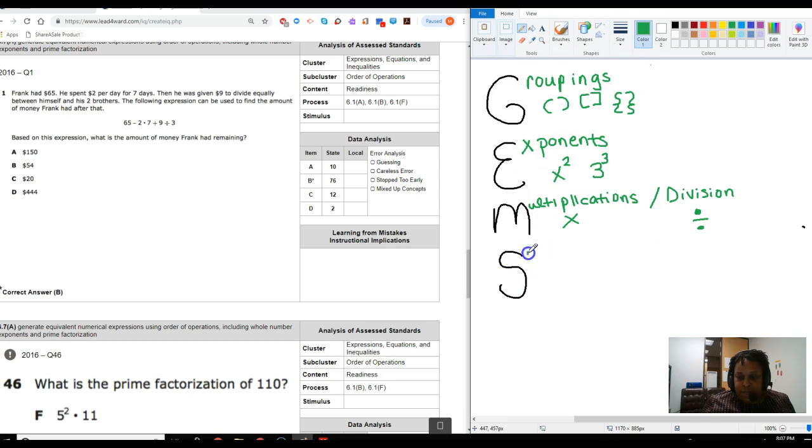Then here, S is for subtraction. Subtraction, I spelled that incorrectly. And I'm actually a great speller, so it happens to anybody. Subtraction and addition.